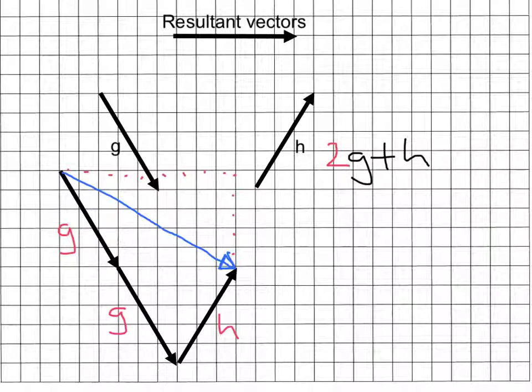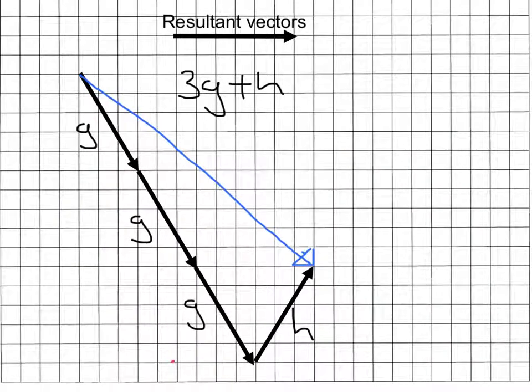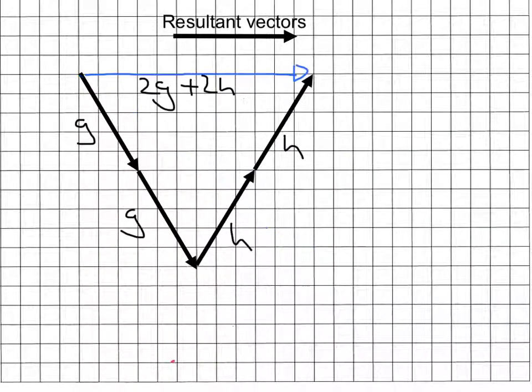Now try this yourself with 3g plus h, and then with 2g plus 2h. Here is 3g plus h, and here is 2g plus 2h.